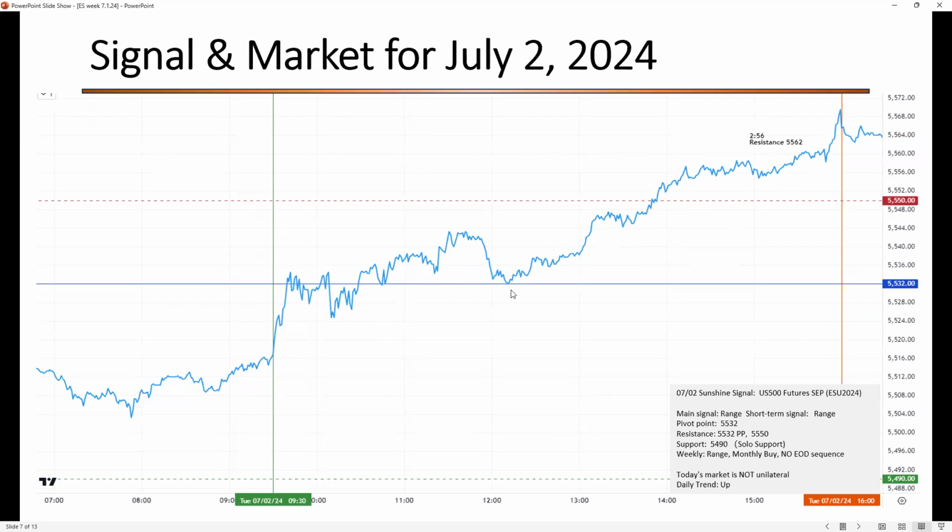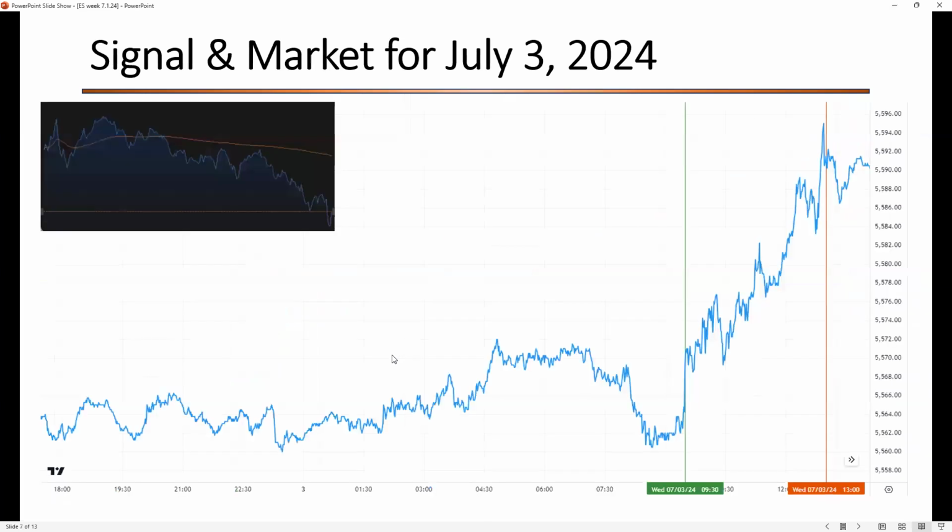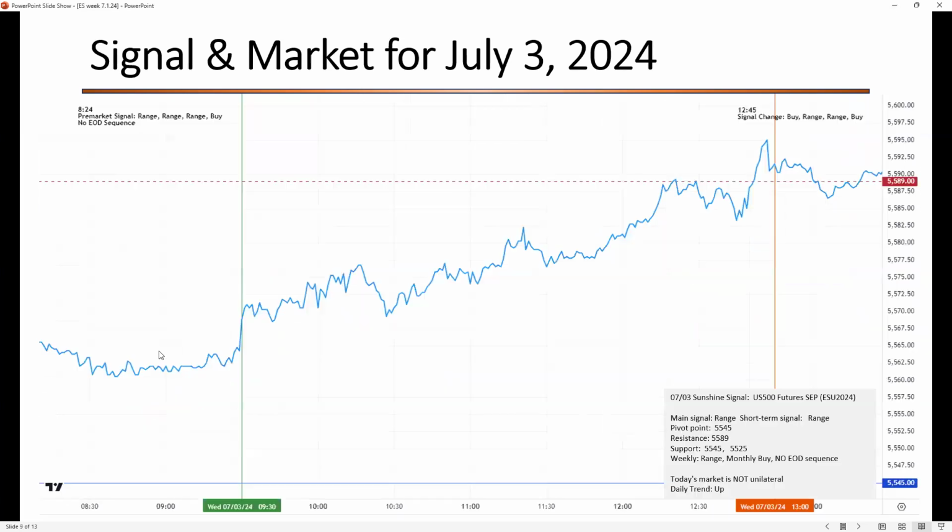I wouldn't short it, because there's a 20-point movement in this market, in a bull market. I wouldn't take that short. July 3rd was a shortened day, so typically there's not a whole lot of movement. The reference chart shows a downward movement, but let's see what the signal says.